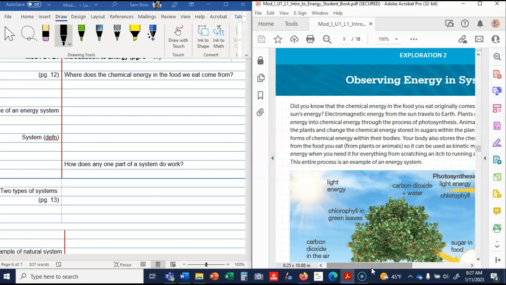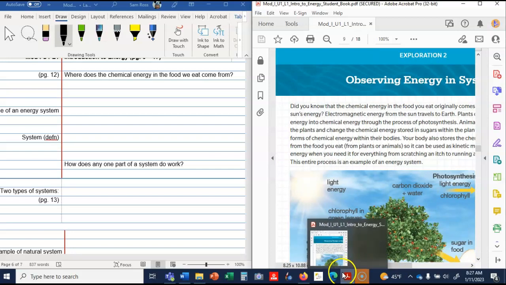So 12, where does the chemical energy in the food, let's try that again. Where does the chemical energy in the food we eat come from? That question is awful.